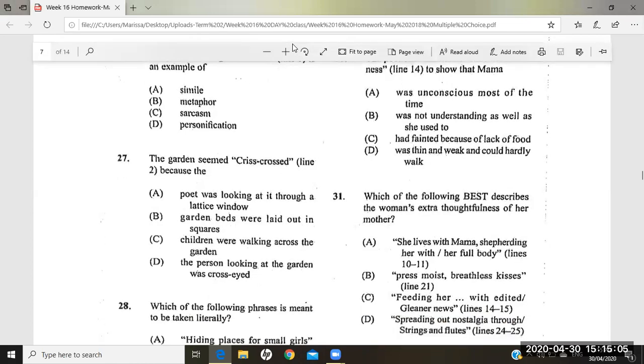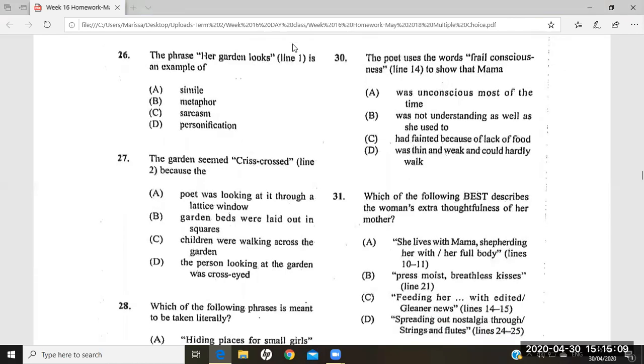30 to 33, Alicia Maloney, you would do this section for me, Alicia. So 30 says the poet uses the words frail consciousness in line 14 to show what? So why were the words frail consciousness used in line 14? So it's not B, Alicia. Try again.